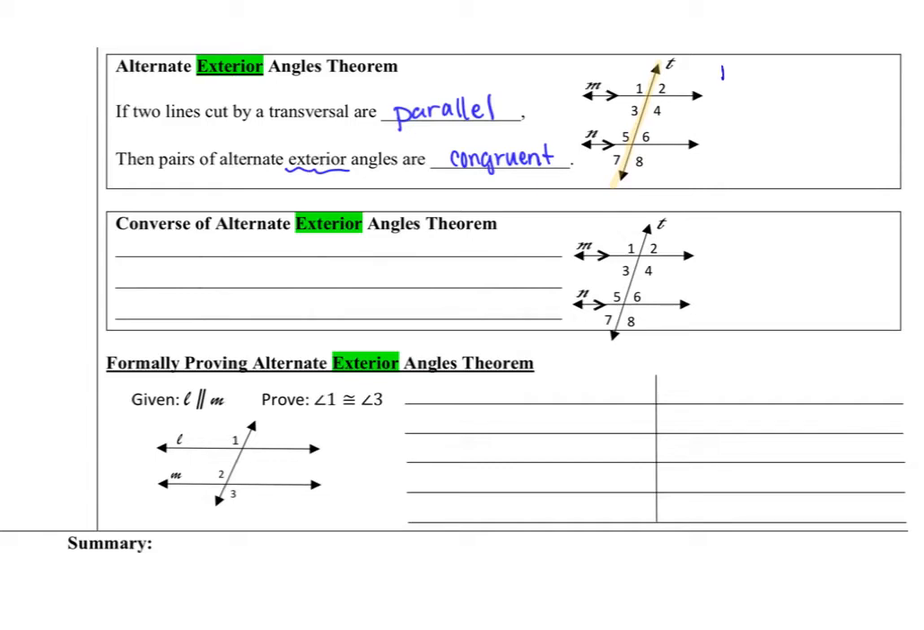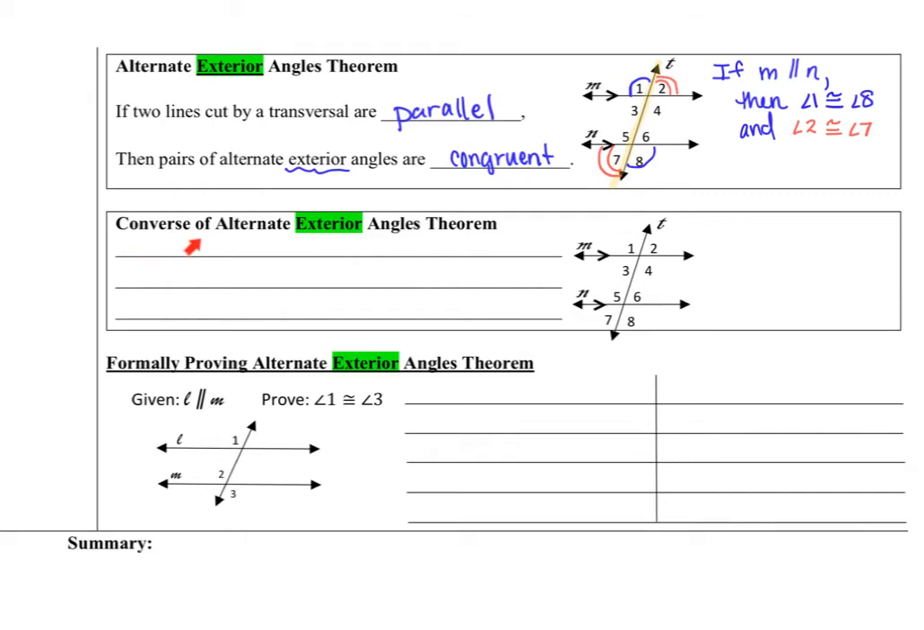So that would be: if M is parallel to N, then angle 1 is congruent to angle 8, and angle 2 is congruent to angle 7.